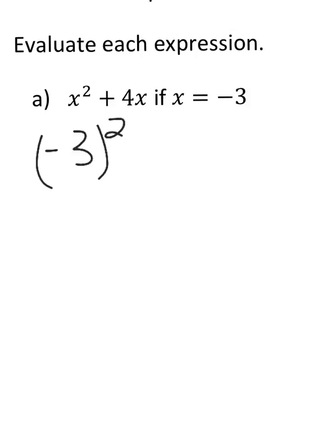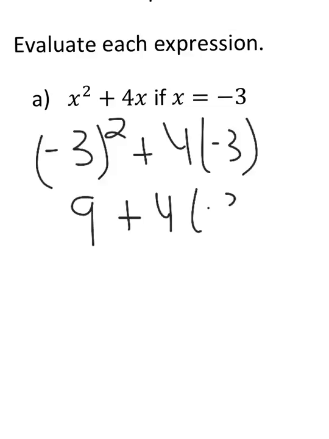So there's -3 in parentheses squared plus 4 times x. But remember, x is now -3. Now I'm going to continue following the order of operations. There's nothing to do within the parentheses, so I'm going to skip right to exponents. -3 squared gives us a +9 plus 4 times -3.